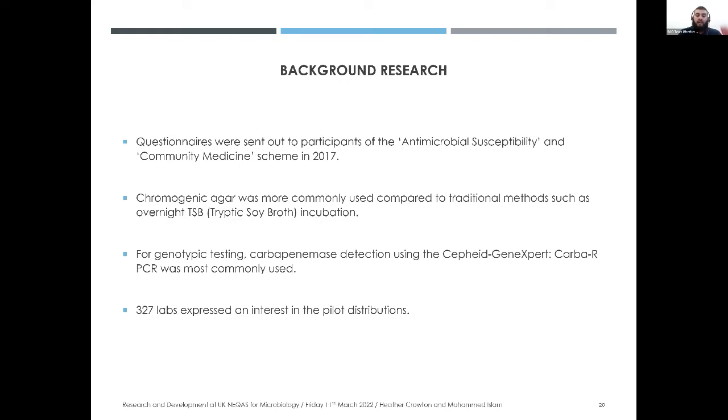Results from the questionnaire identified that labs are now in favor of using chromogenic agar compared to traditional methods such as overnight TSP incubation or non-specific media to culture and identify any potential CPOs. For genotypic testing, the results showed that molecular method was the most common form of genotypic testing compared to immunochromatographic assays. And 327 labs expressed an interest in the pilot distribution, which confirmed that there is a strong need for this EQA.